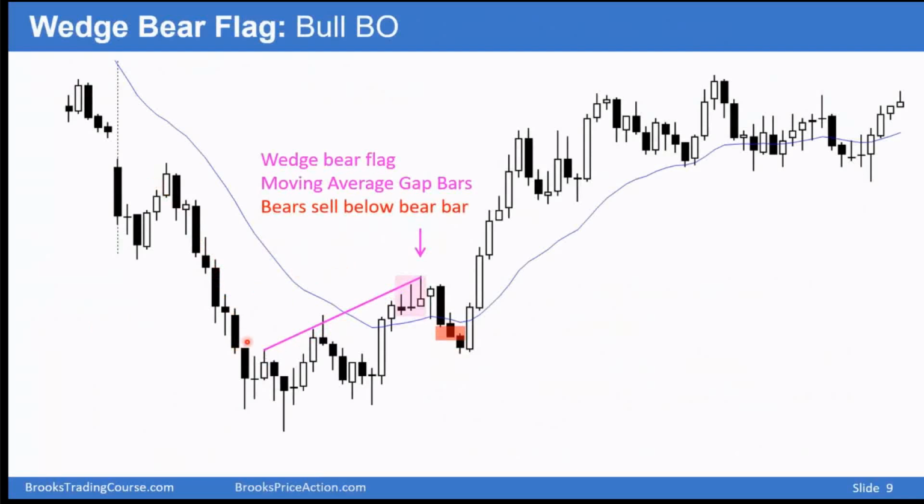We have a bear trend and a rally with 3 pushes up, 1 pullback, 2 pullback, 3. Does not matter that the pullback from the first push up went to a new low. That's very common when the market transitions from a bear trend to a bull trend. It's very common for the bull trend to begin before the bear trend ends. We also have moving average gap bars. There's a gap between the low of this bar and the moving average, and that's true for all 3 of these bars. Late in a bear trend, usually you get a resumption of the bear trend, and the bears tried here.